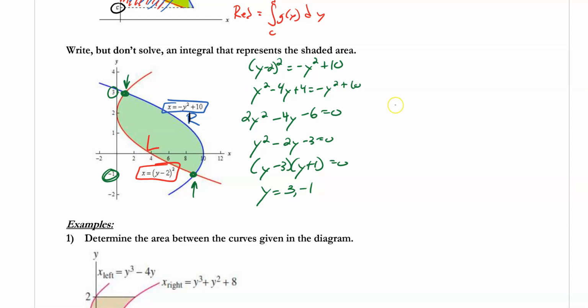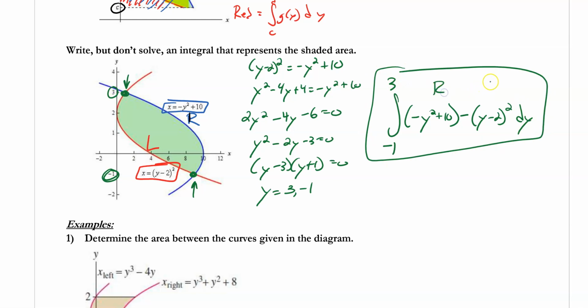Okay, so now we're going to integrate. Notice I'm using y value, negative 1, to y value of 3. And it's the right function minus the left function. So negative y squared plus 10 minus y minus 2 quantity squared dy. And that's it. That would be our solution.